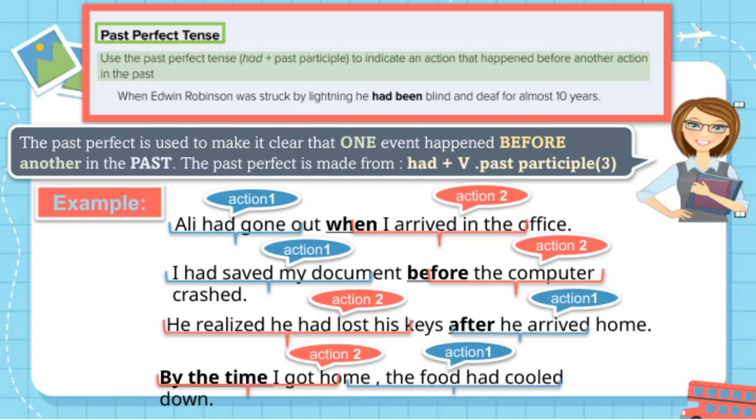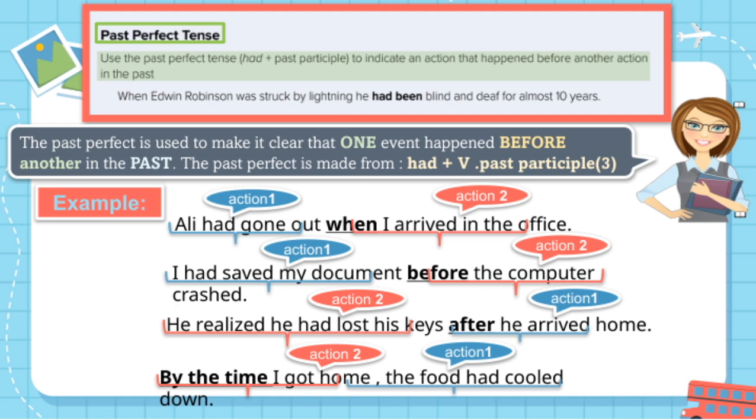Now let's look at some examples to understand how the past perfect tense works in context. First, we have, by the time I got home, the food had cooled down. Here, the action of the food cooling happened before I arrived home. It shows that one event was completed prior to another past event.